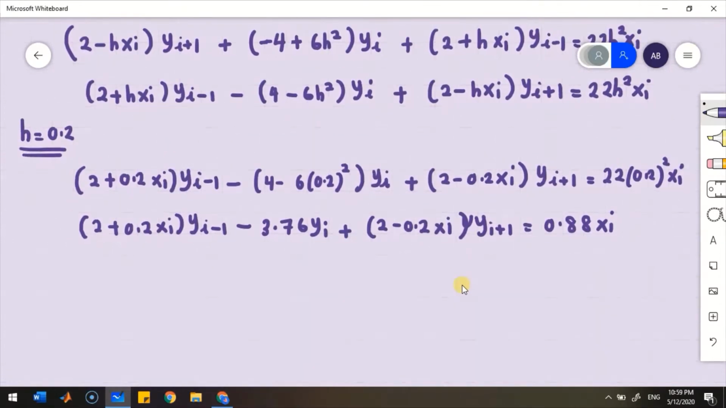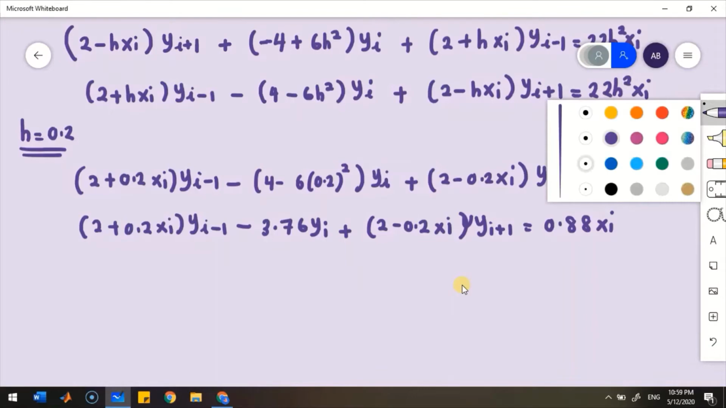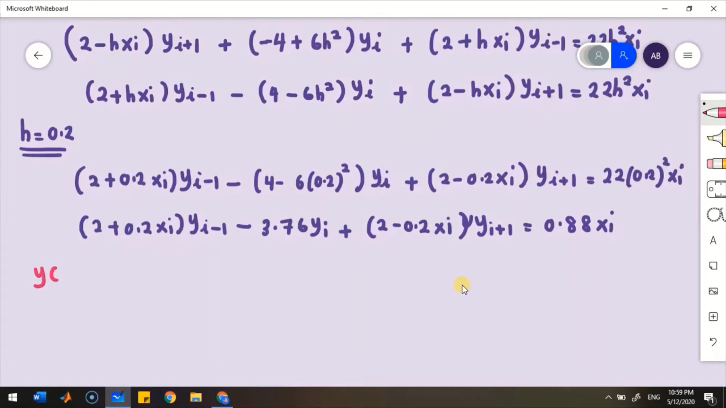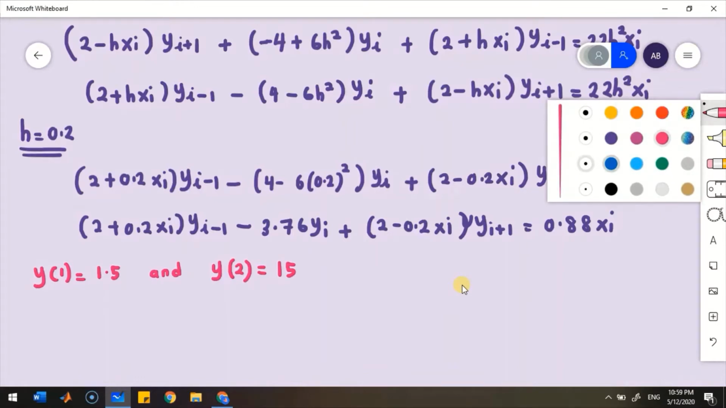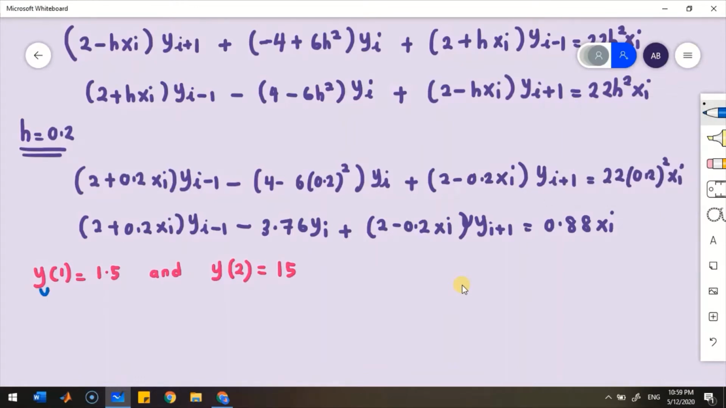Now recall back the given boundary condition. Okay, boundary condition. So the boundary condition is given as, so we know that y1 equals to 1.5 and y2 equals to 15. Again, I've written earlier on, so it means that this is my y0. Okay, y0 equals to 1.5 and this is my y5 equals to 15. Okay, you need to know that.